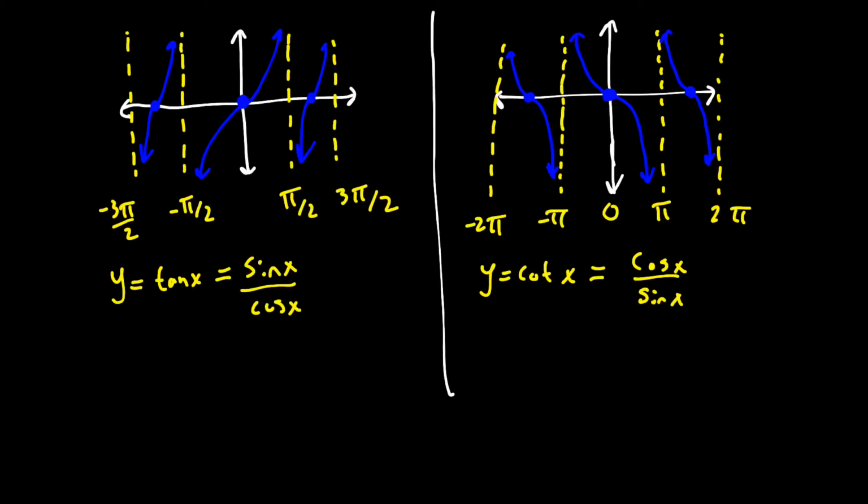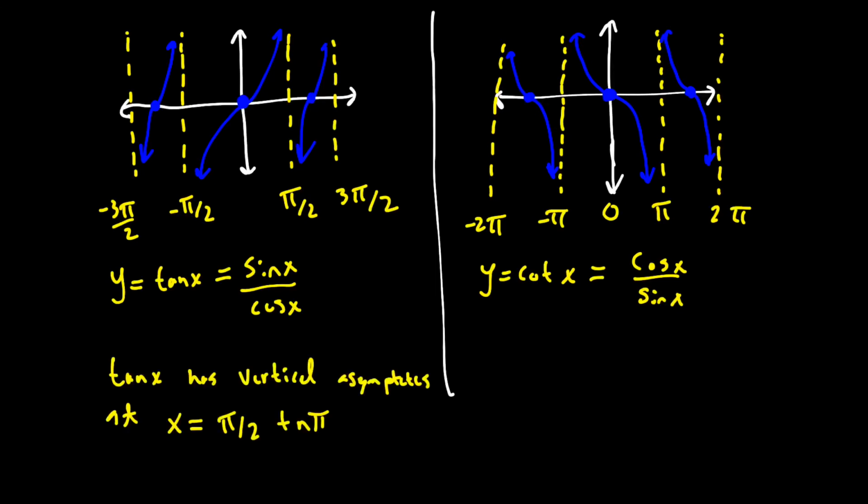And from the information that we've been given, we can see that tan x has a vertical asymptote when cosine x is equal to 0, and cosine x is equal to 0 when x is equal to pi divided by 2, or 3 pi divided by 2, and any multiples of these by pi. By the same logic, cotan x has vertical asymptotes when x is equal to pi plus n pi.